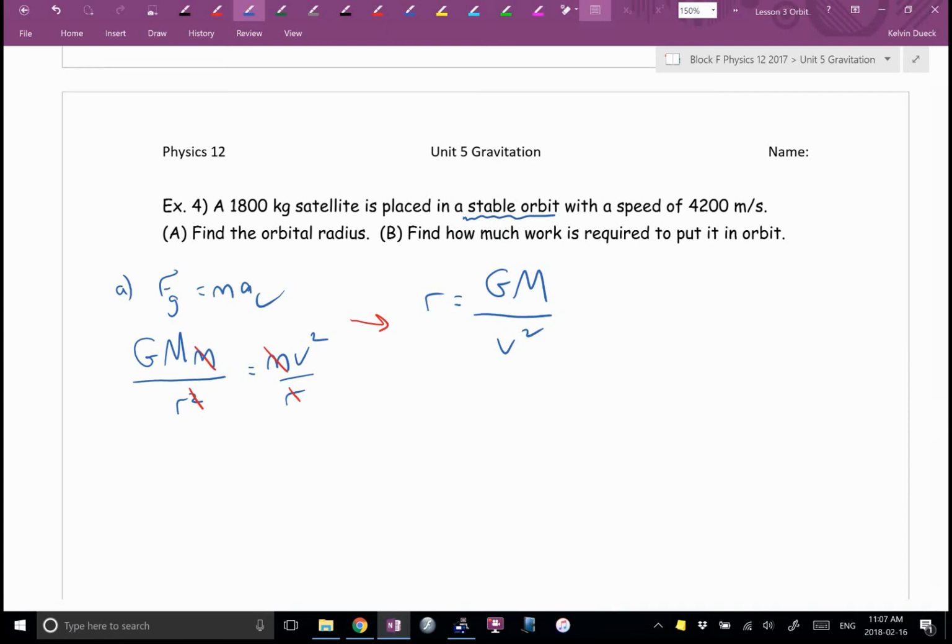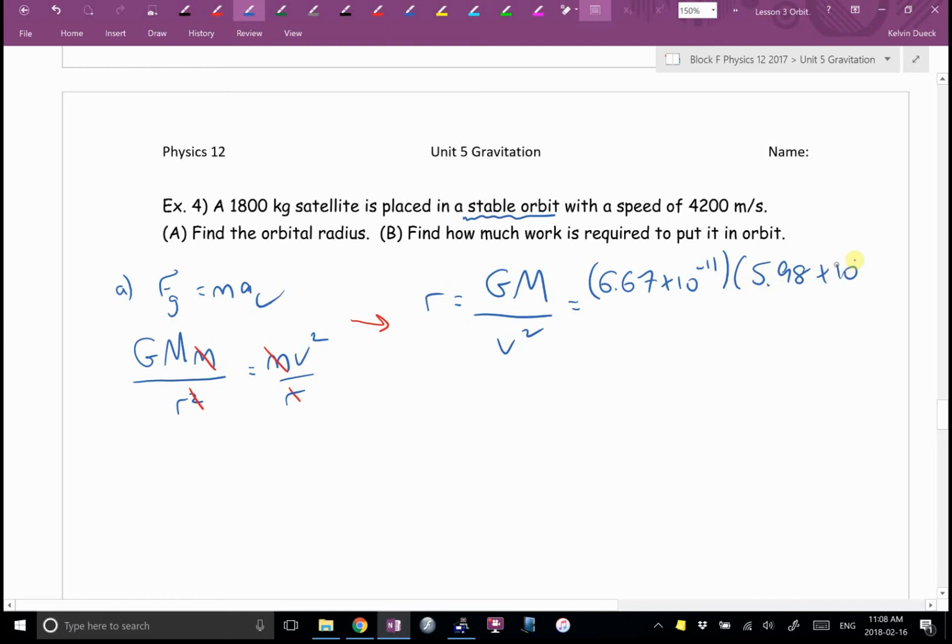Oh, by the way, somebody asked me during the flex, Mr. Duick, would you ever ask us to find big M? Sure. If you knew the speed and the radius, you could find the mass of the planet. Believe it or not, that's how we figure out the mass of exoplanets and stars. We can figure out their period very easily by observation and their radius, and we can then figure out missing masses. Sure. Meanwhile, big G is 6.67 times 10 to the negative 11.